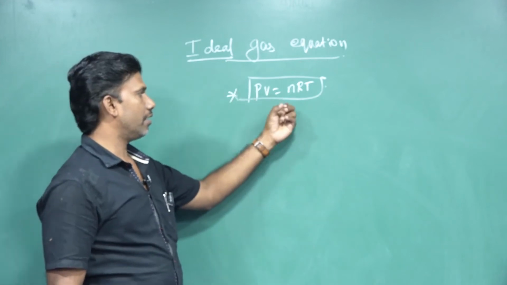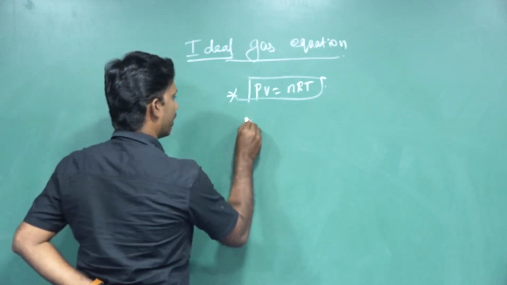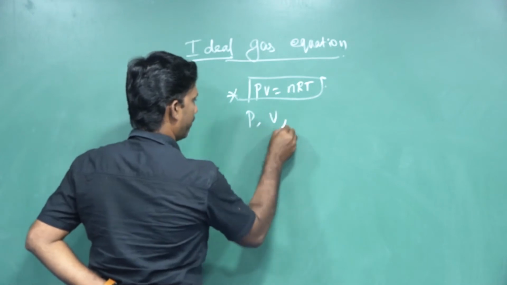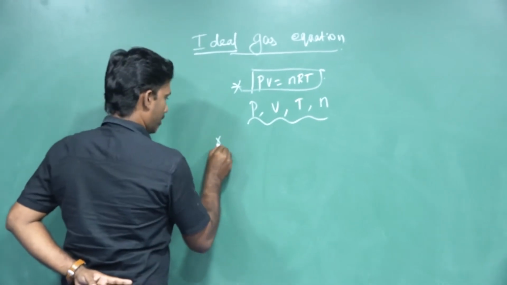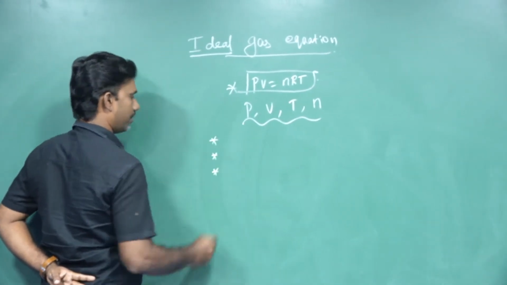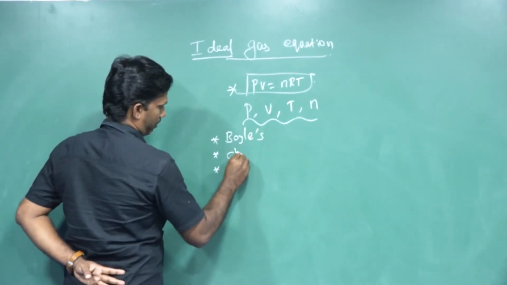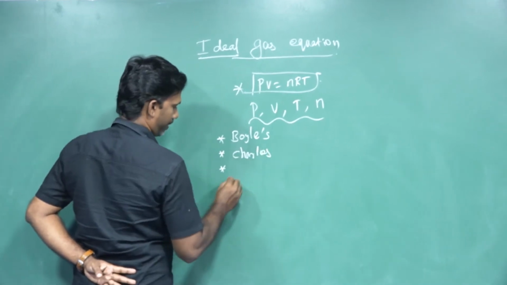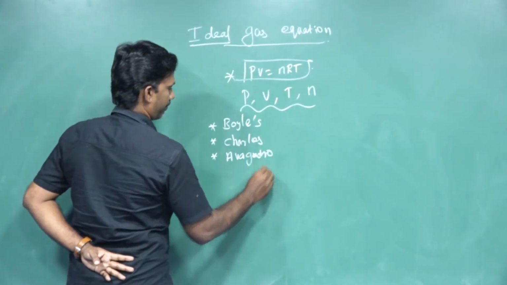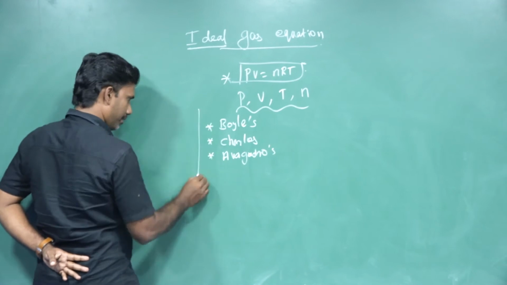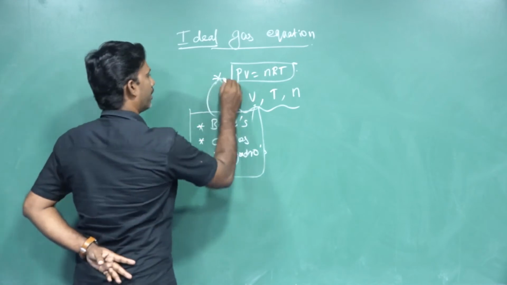How is the equation derived? The physical properties of all gases are described by the variables P, V, T and n. These four are governed by three main laws. What are the laws? Boyle's law, Charles' law and Avogadro's law. Based on these three, by using these variables, we are getting this equation.